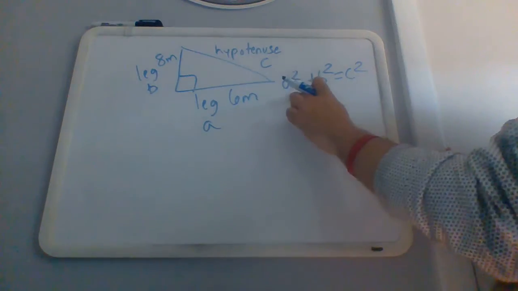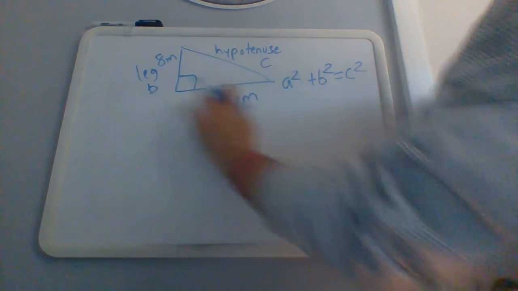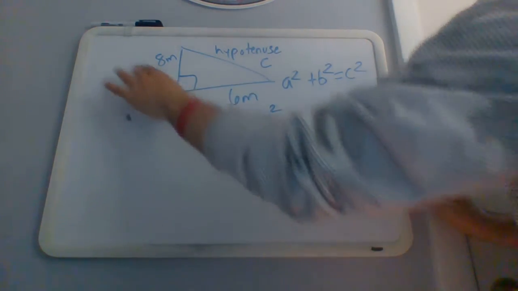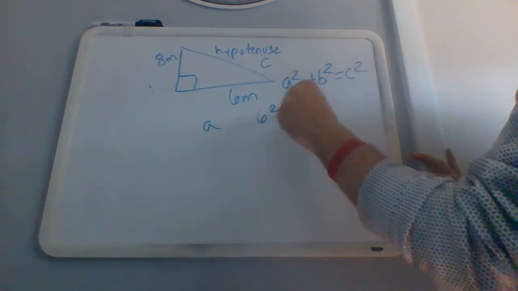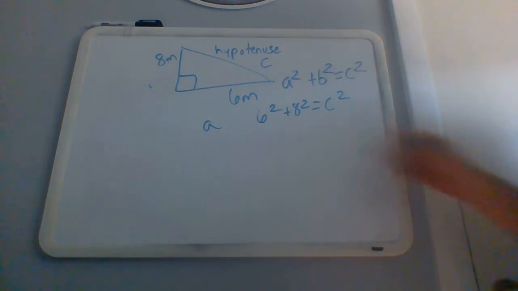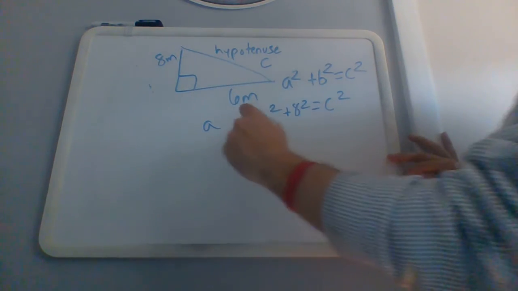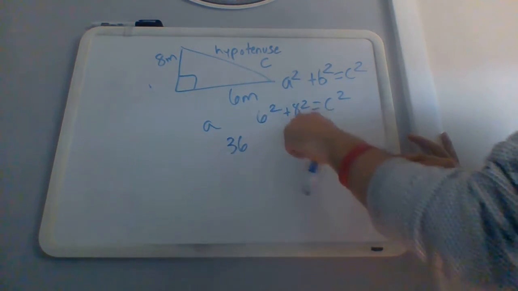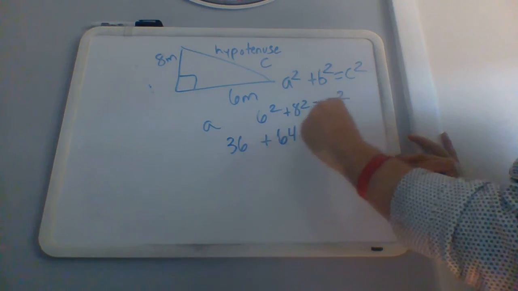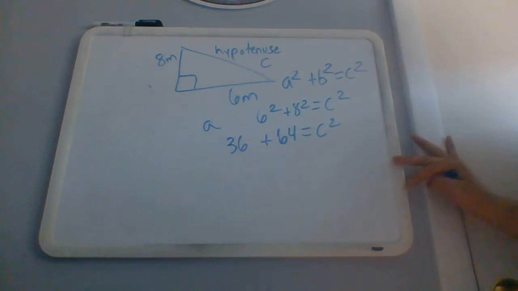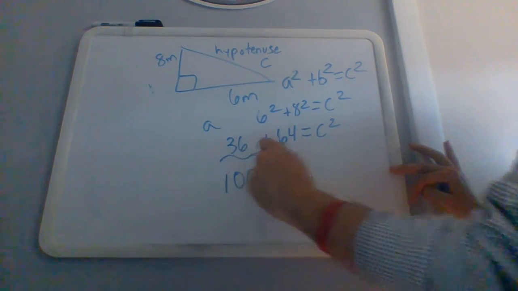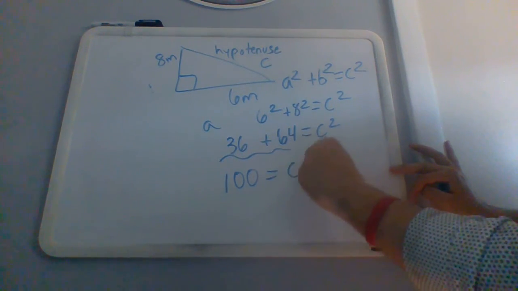Now, the equation is A squared plus B squared equals C squared. So, A squared is 6, so we have 6 squared. B squared is 8. And we are solving for our C, which is our hypotenuse. Now, 6 squared is 36, plus 8 squared, which is 64, equals our C squared. 36 plus 64 is 100, equals our C squared.